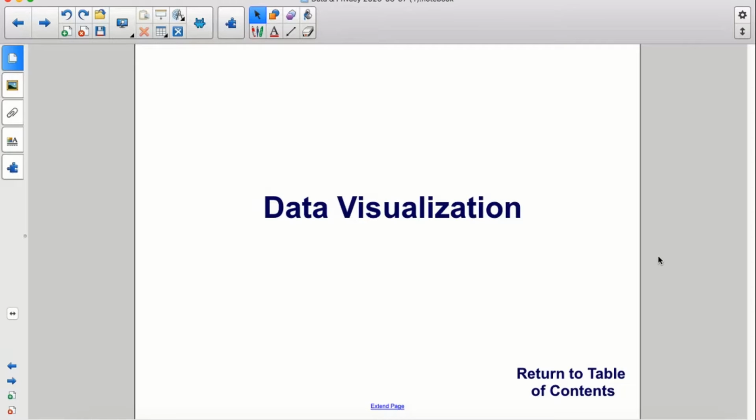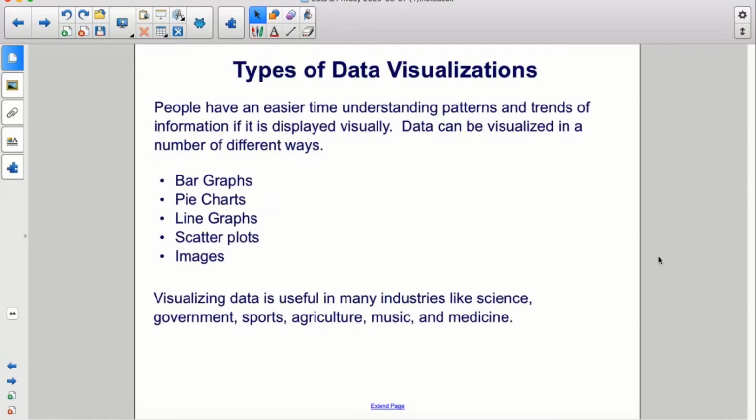Data visualization. People have an easier time understanding patterns and trends of information if it is displayed visually. Data can be visualized in a number of different ways: bar graphs, pie charts, line graphs, scatter plots, and images. Visualizing data is useful in many industries like science, government, sports, agriculture, music, and medicine.